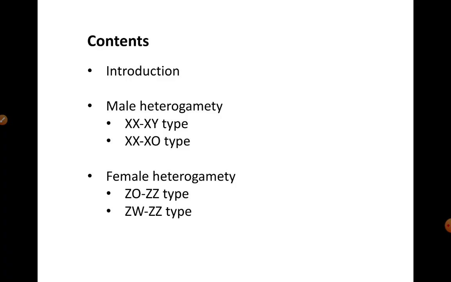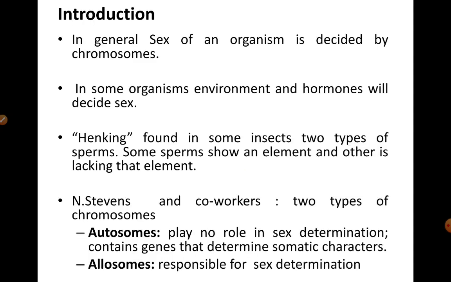So here we will be learning about what basically sex determination means, followed by the types involved. Sex determination in general is a system which decides the sexual characteristics of an organism or the offspring. Now it helps to determine whether the organism is a male or a female.